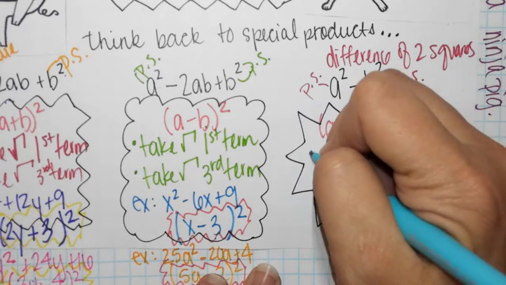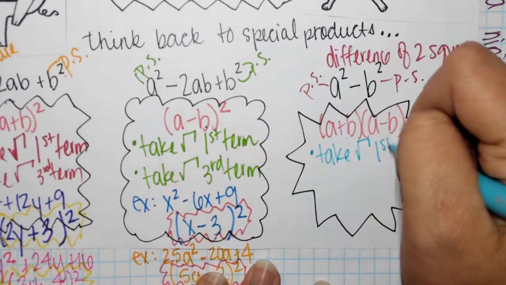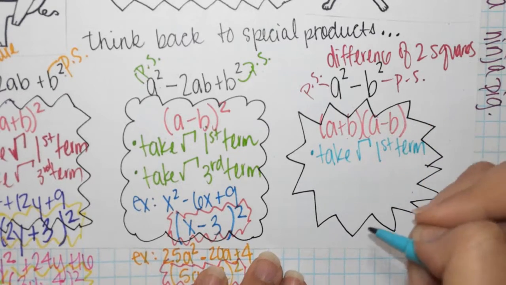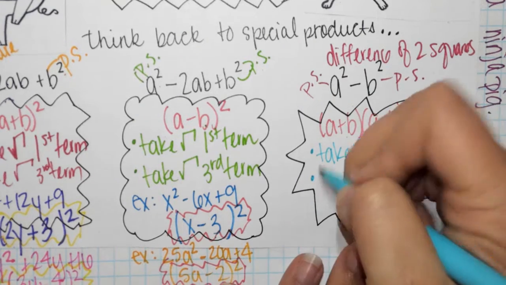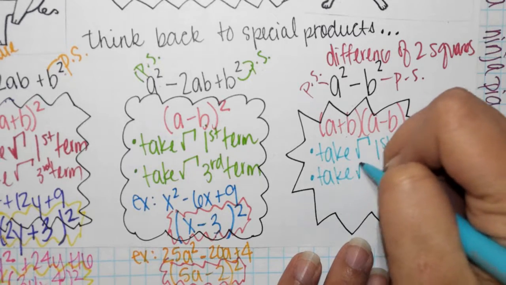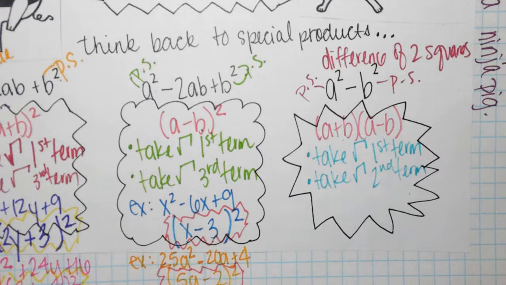Alright, so what you do is you take the square root of the first term. Then what do you think we're going to do? Do we have a third term? No. Just the second one. The second term. And then put on the two parentheses and you're done.